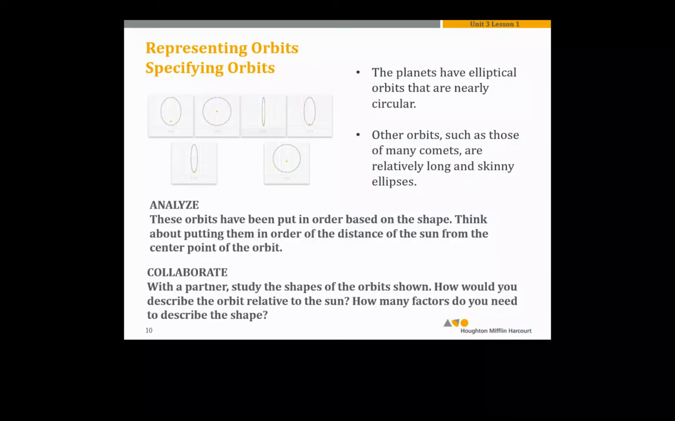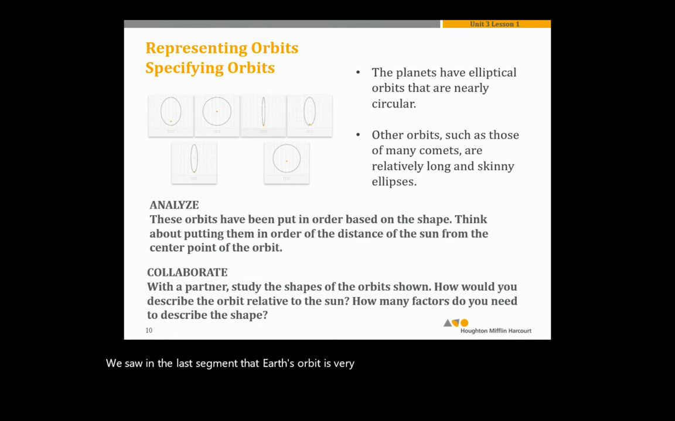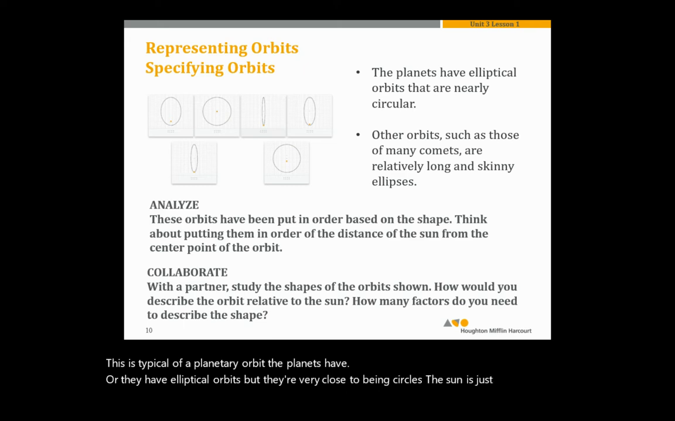We saw in the last segment that Earth's orbit is very close to being a circle, but it's not a circle, it's an ellipse. The sun is slightly offset from the center. This is typical of a planetary orbit. The planets have elliptical orbits, but they're very close to being circles. The sun is just a little bit offset from the center.